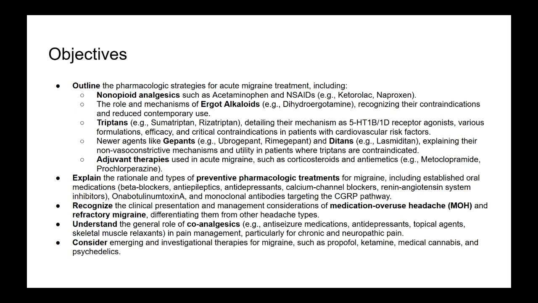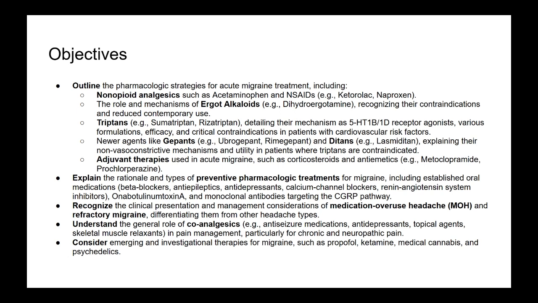Newer medications such as gepants and ditans will be discussed, focusing on their non-vasoconstrictive mechanisms and their use in patients who cannot take triptans. Additional therapies used for acute migraine relief include corticosteroids and antiemetics, like metoclopramide and prochlorperazine. Preventive pharmacologic treatments will also be covered, including established oral medications like beta blockers, antiepileptics, antidepressants, calcium channel blockers, and drugs that inhibit the renin-angiotensin system.